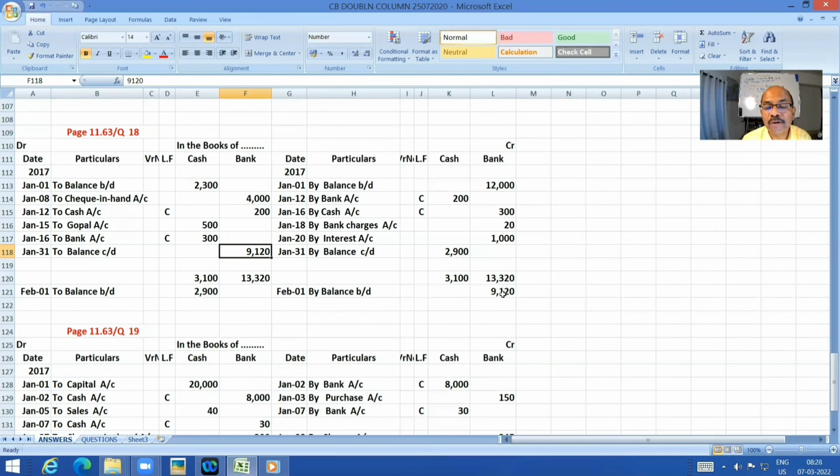Anyway, the next day I have brought it down. By balance brought down 9,120. And cash, of course, to balance brought down 2,900. Okay, simple sum. Only to explain the word bank, I chose this sum.